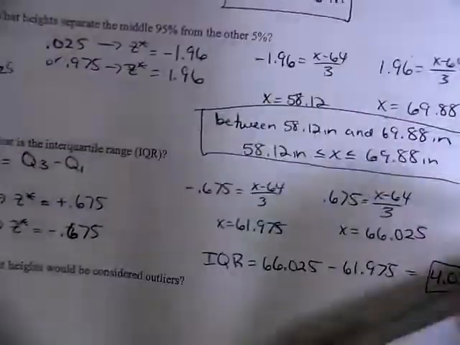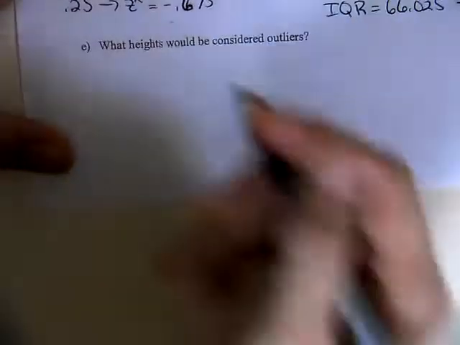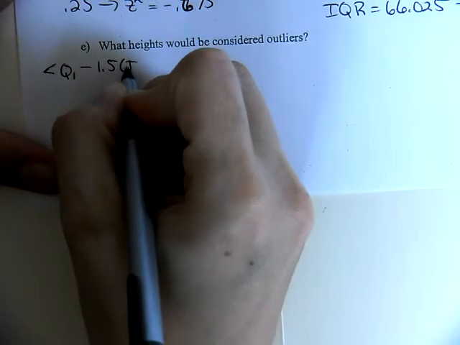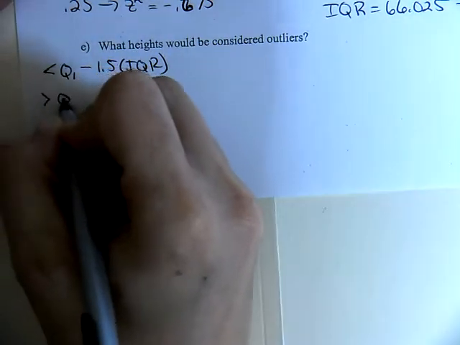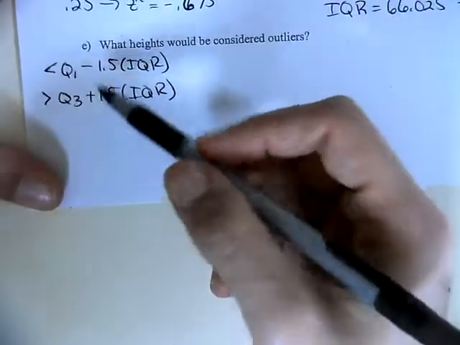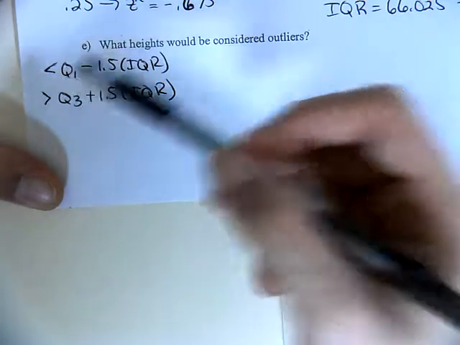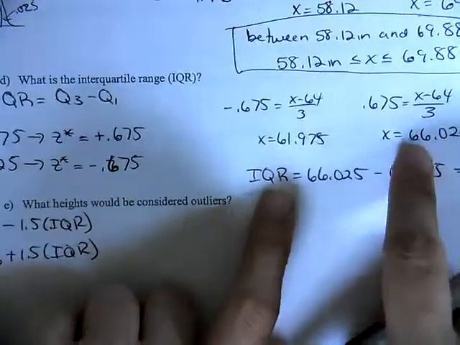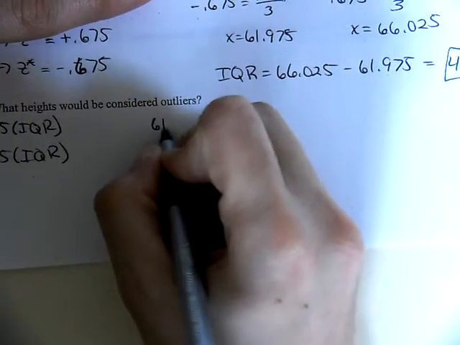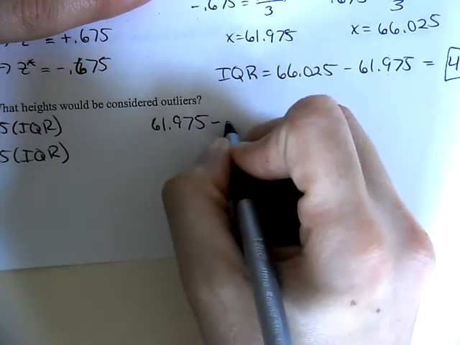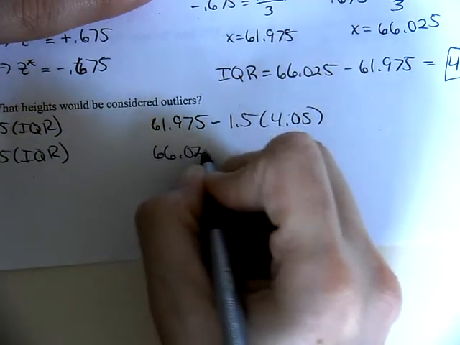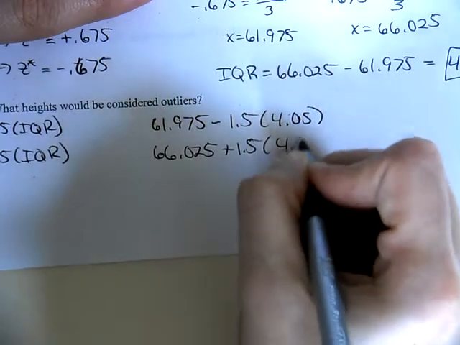Which heights would be considered outliers? So again, a throwback. Remember our rules: anything less than Q1 minus 1.5 times the IQR, and anything greater than Q3 plus 1.5 times the IQR. So we already know Q1 and Q3, because we subtracted them. So it's 61.975 minus 1.5 times 4.05, and 66.025 plus 1.5 times 4.05.